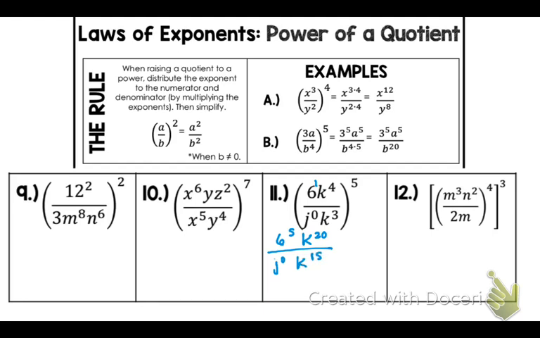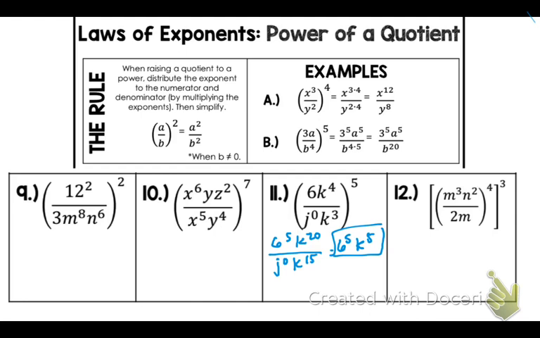Now remember, you have to simplify this. First of all, my j here is to the 0 power, which means it's just 1. The k to the 20th and k to the 15th are the same base, which means I'm going to be able to simplify them. And because this is quotient rule, because of the division, I have to subtract them. The 20 is bigger, that means it's going to stay at the top. And I'm going to do 20 minus 15. So your final answer would be 6 to the 5th power and k to the 5th power. And then you're done.